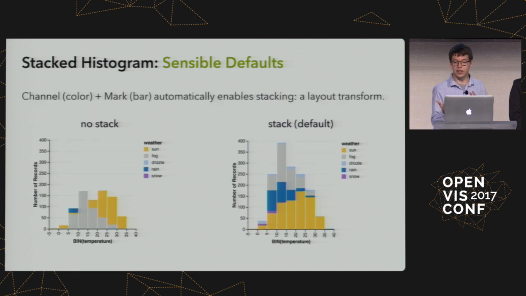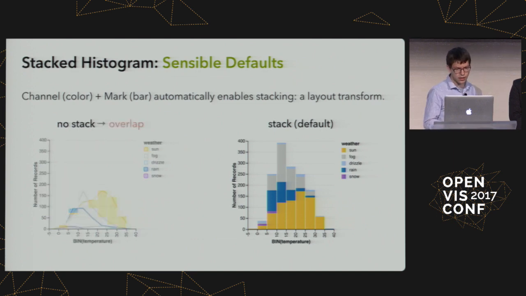To do this kind of reasoning, the Vega-Lite compiler took into account the channel, which is color, and the mark, which is a bar, and automatically enabled stacking, which is a layout transform. So these three components interacted in a non-trivial way. And this way created a chart which is more expressive than a bar chart with overlap.